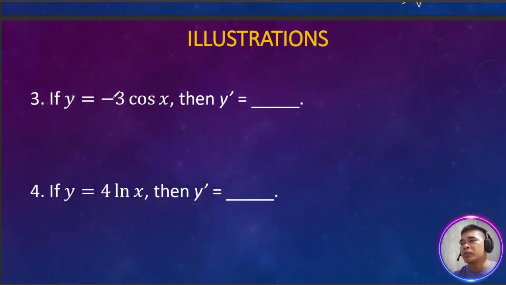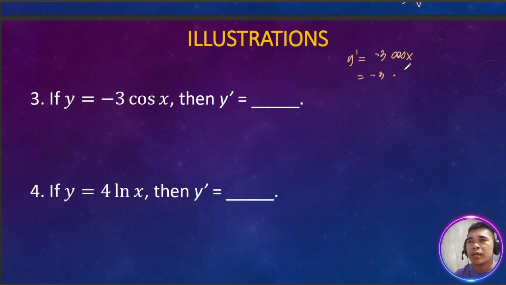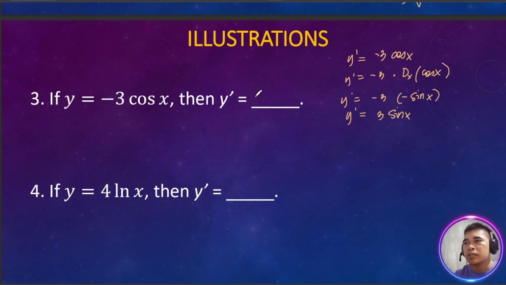Next, if y is equal to negative 3 cosine x, then find the y prime. So we have this one. Y prime is equal to negative 3 cosine x. So negative 3, that is a constant, times the derivative of cosine x. Now, what is the derivative of cosine x? That is negative sine x. So y prime is equal to positive 3 sine x. So that is the final answer.